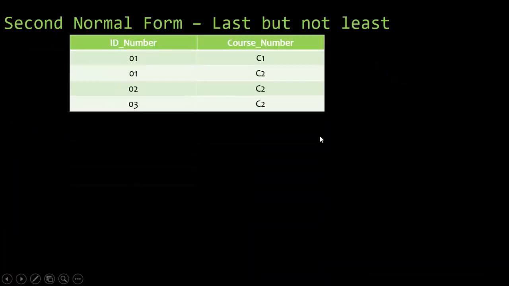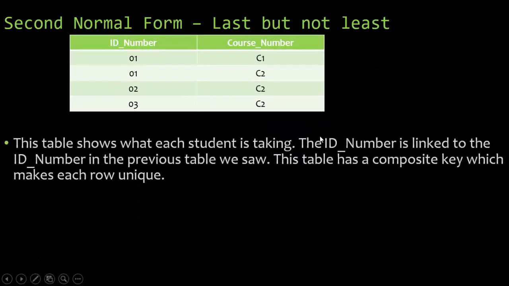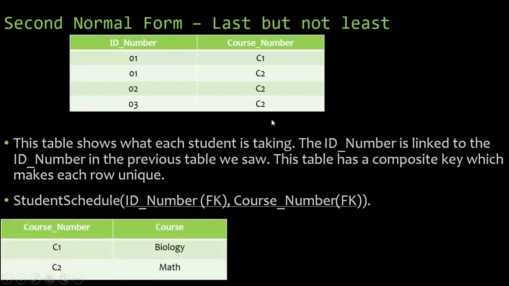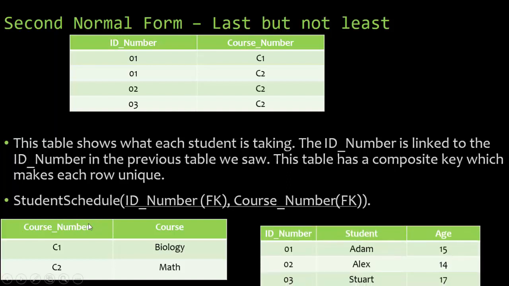And then last but not least, we have this table. And this table shows what each student is taking. The ID number is linked to the ID number in the previous table that we saw. This table right here has a composite key, which makes each row unique. If I was writing this out on an exam, I would call this student schedule. That's the name of the table. ID number, which is a foreign key. Course number, which is also a foreign key. Remember, course number is a foreign key because it references a primary key in the course table.